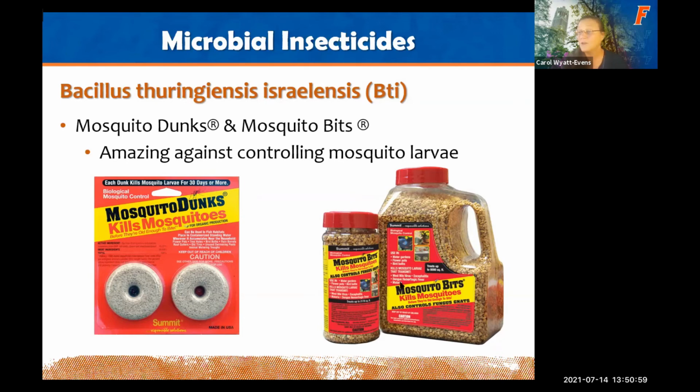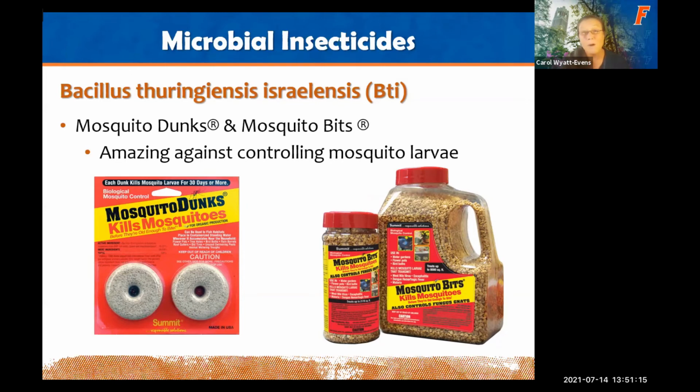You can use mosquito dunks, so you can use these in larger bodies of water. So your mosquito bits are going to be to sprinkle in your bromeliads and small areas of water, but mosquito dunks, you can put them in rain barrels.